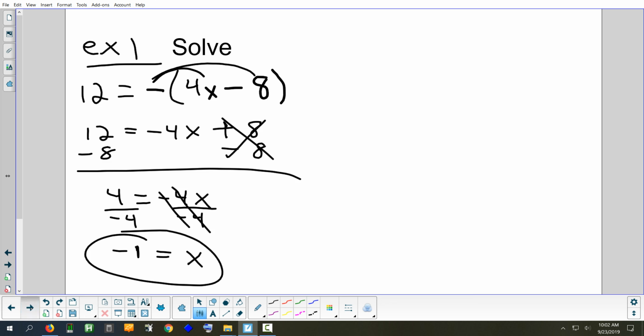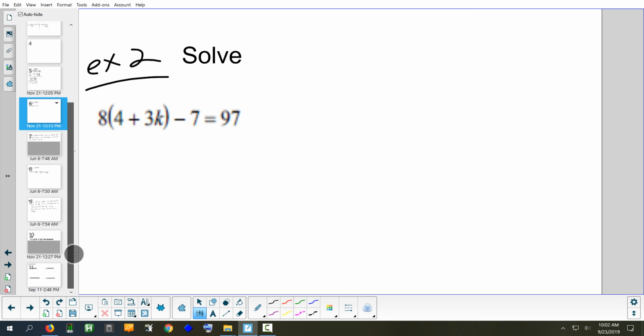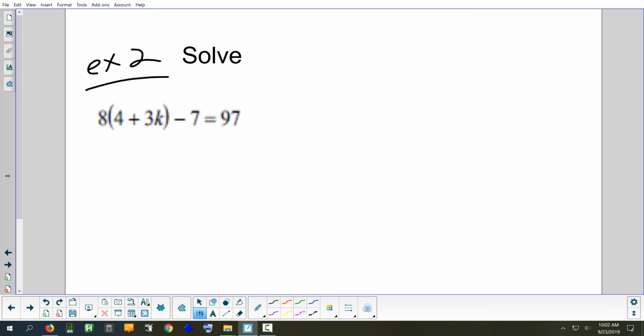All right. Let's take a look at example 2. Okay, if you can't read it, it's a little fuzzy. I'll just tell you what it says. It's 8, and then in parentheses, 4 plus 3k, minus 7 equals 97. All right. So let's figure out what we have to do here.